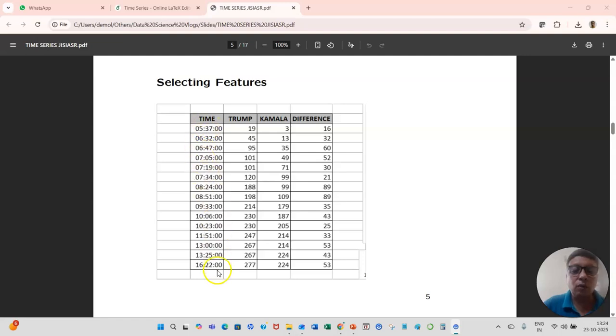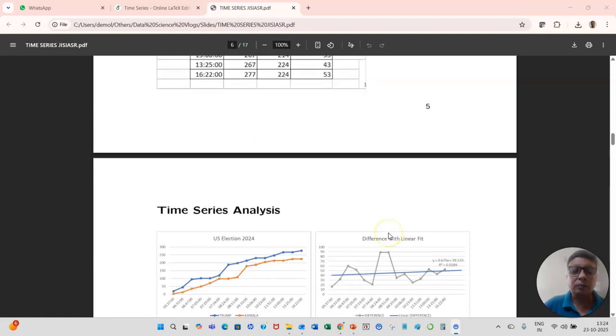tabulate the times at which the data is observed, and these are the votes for Trump and Kamala, and this is the difference. Finally, with 277 seats, Trump won against 224 by Kamala Harris. The difference was 53. So this is time series data. We have time on the x-axis.